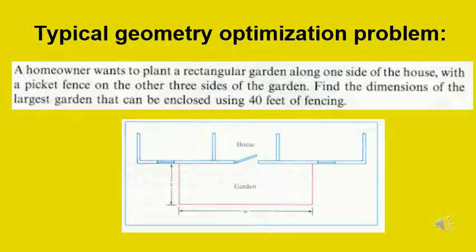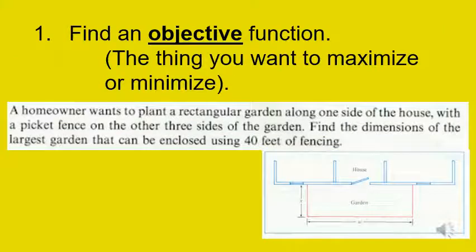So again, our first problem says a homeowner wants to plant a rectangular garden along one side of the house with a picket fence on the other 3 sides of the garden. Find the dimensions of the largest garden that can be enclosed using 40 feet of fencing. The first step is to find an objective function, which is the thing we want to maximize or minimize. Well, the problem says we need to find the dimensions of the largest garden. So what it's asking us to do is to maximize the area of that garden. We've got to find the largest possible area, and that would be the area of a rectangle.